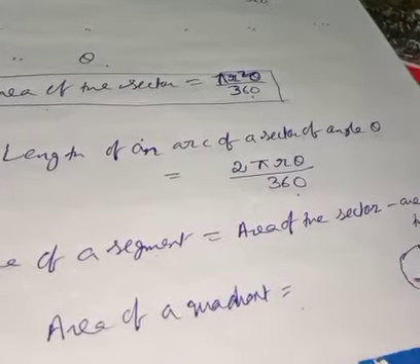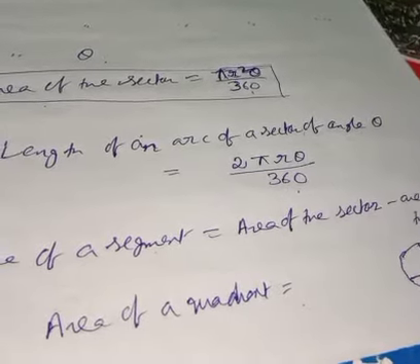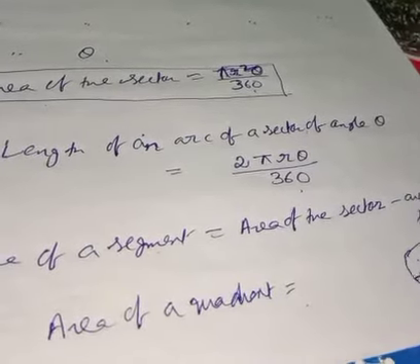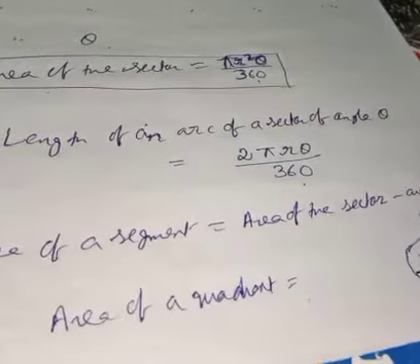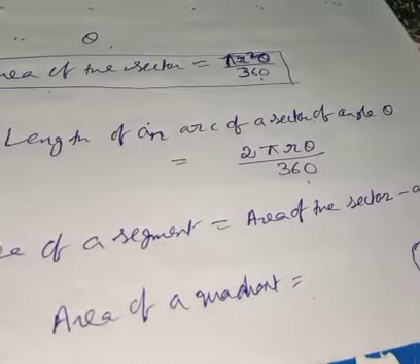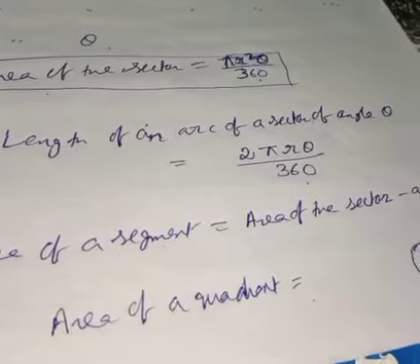See, now if all the parts are equal, then you can see there are 4 equal parts. I mean to say, if you divide it equally into 4 parts, then each angle is how much? 90 degree. Why? Because the total angle is 360, and 360 divided by 4 is 90. Each angle is 90 degree.